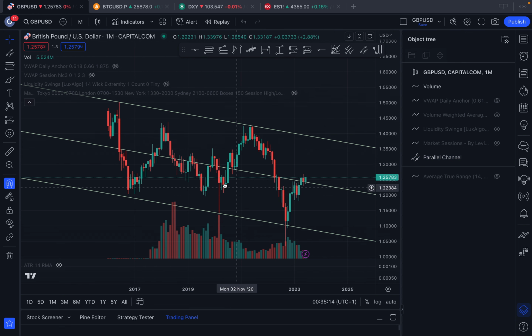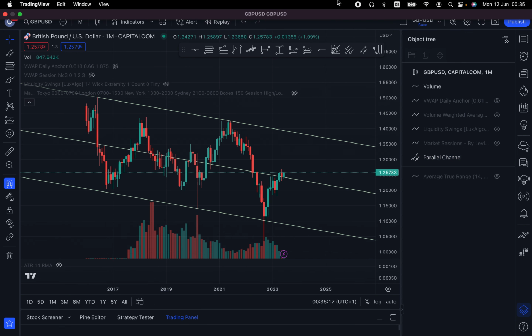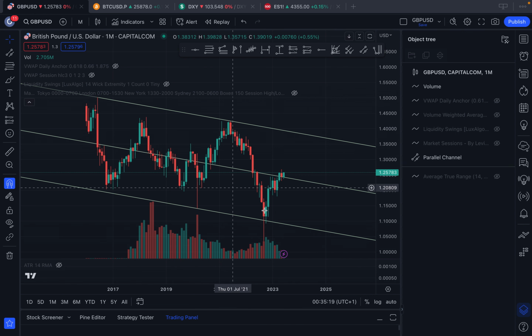You can see we're at the middle of our channel at the moment, and we've just touched there, and we're pumping. So that's good to know that if we ever were to come up here, that would perhaps be coming down again. And if we were to come back down here, we'd be at the support zone. So that's one view of it.